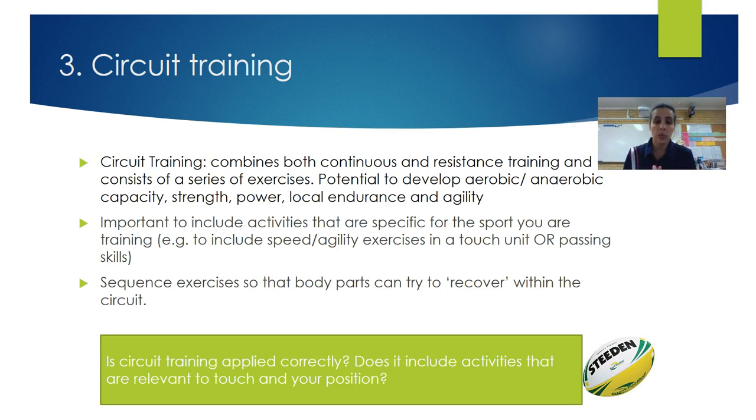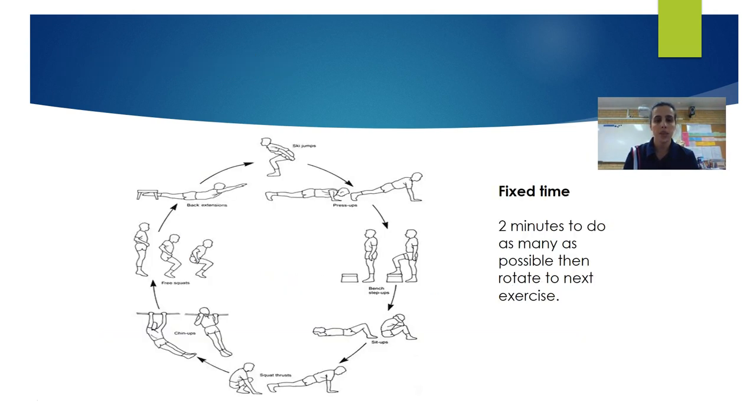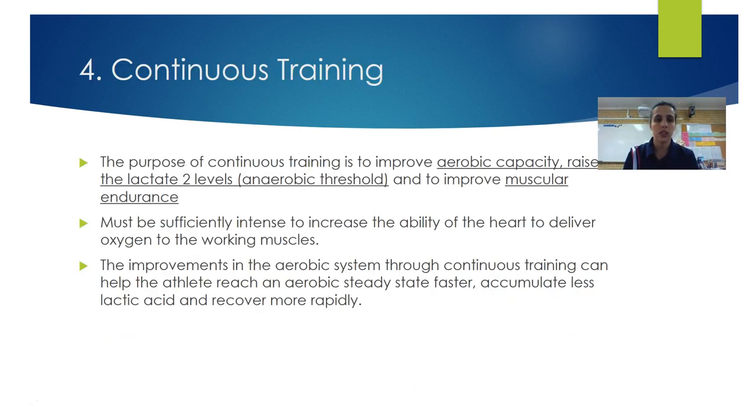Sequence exercises so that body parts can try to recover. So for the first station, you might do legs, then abs, then arms. Okay, but the key is, is it touch specific? So have a look at the circuit included. Is it the same circuit throughout the course of the program? Has circuit training been applied correctly? Does it include activities that are relevant to touch and your position? When thinking about your position, think about your positional requirements in terms of fitness and energy. Just an example of a circuit.